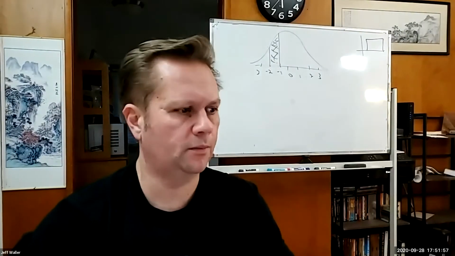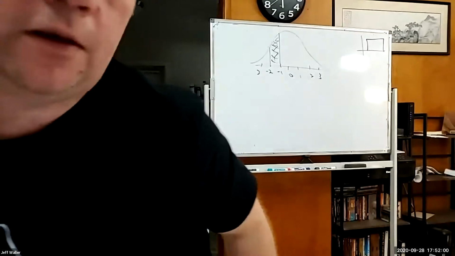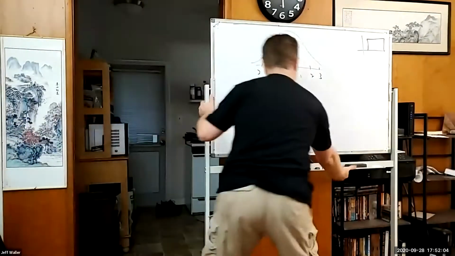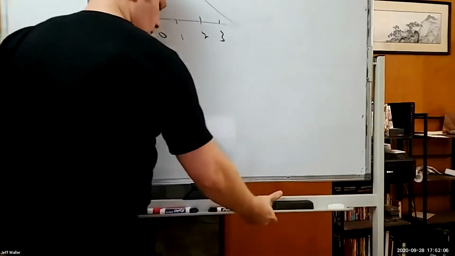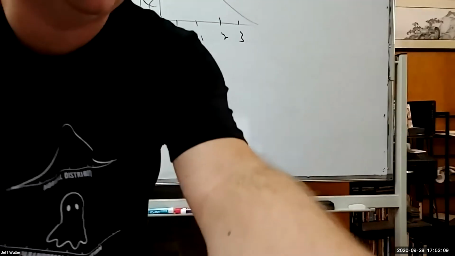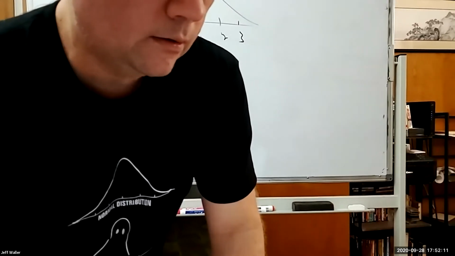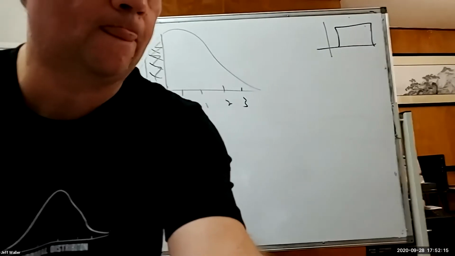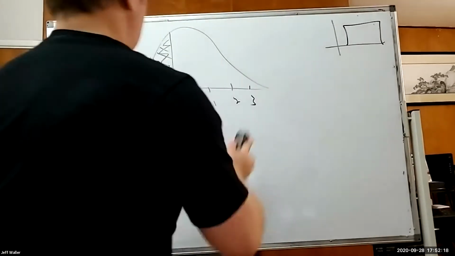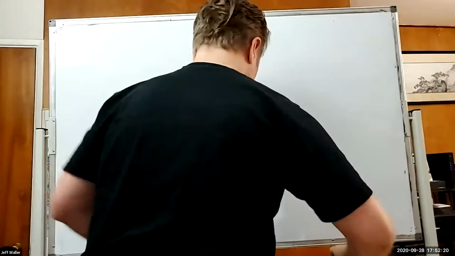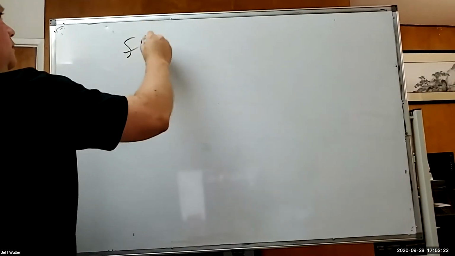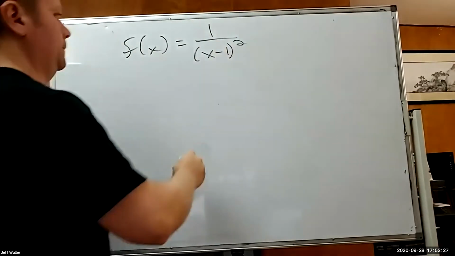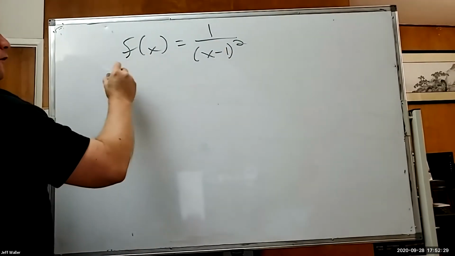So, for example, let me go to the board. Use some real world stuff instead of this virtual crap. So if I had a function like, where is there going to be a vertical asymptote?